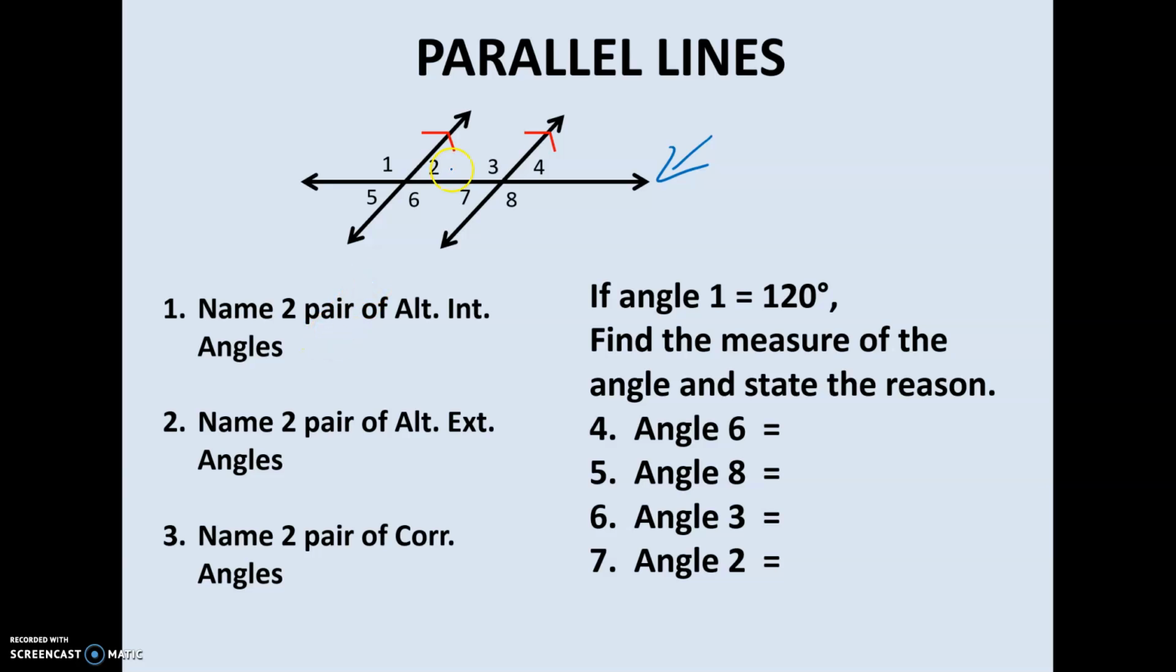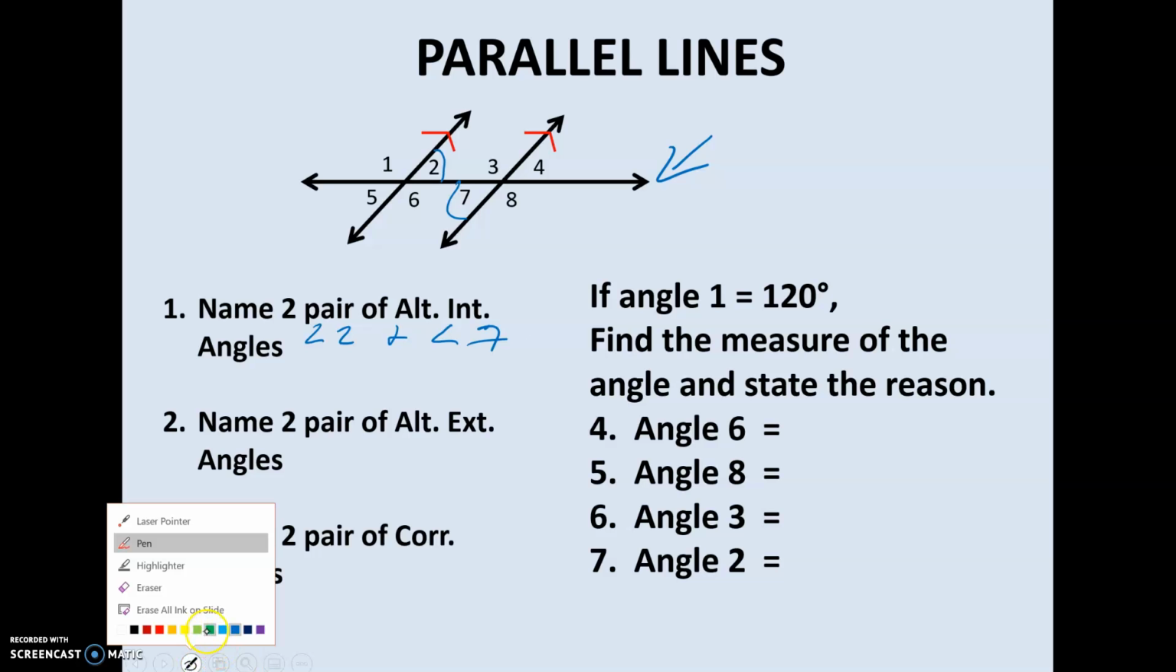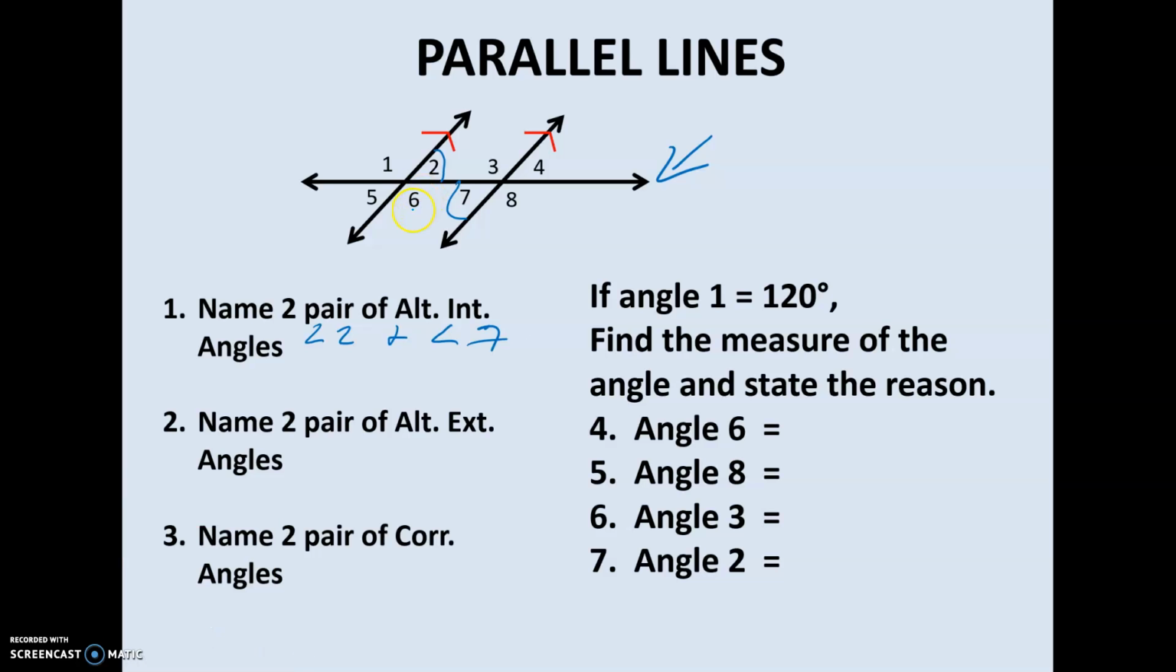So we have angle 2 and angle 7. We also have angle 6 and angle 3. Those would both be alternate interior angles.